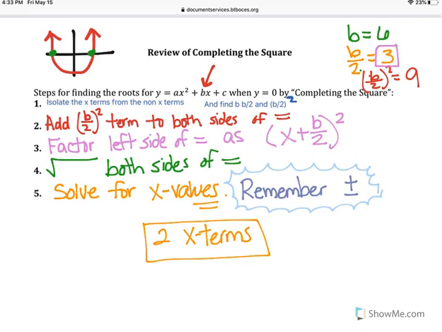So if you need more time to copy down the steps, pause the video now before I go into our first example.